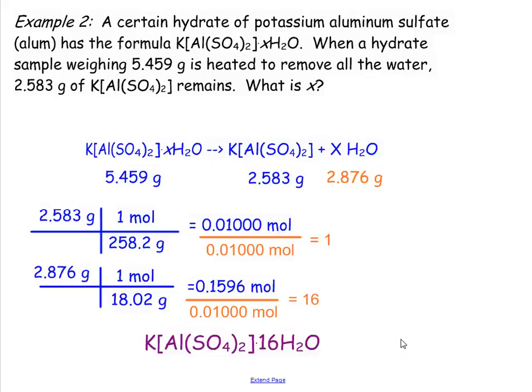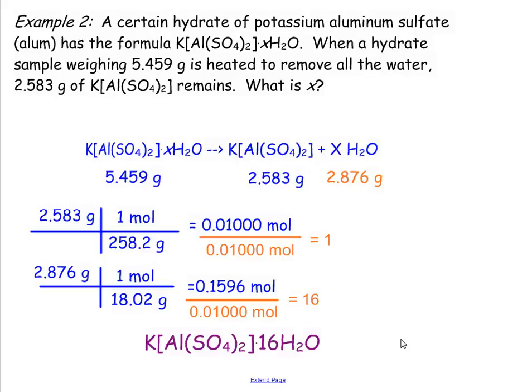Okay, I'm assuming you've finished the problem by now. So let's take a look at the answer. There were 5.459 grams of the hydrate, and after we heated it, 2.583 grams of the solid remained, which must have meant, through subtraction and the law of conservation of matter, 2.876 grams of water evaporated away.